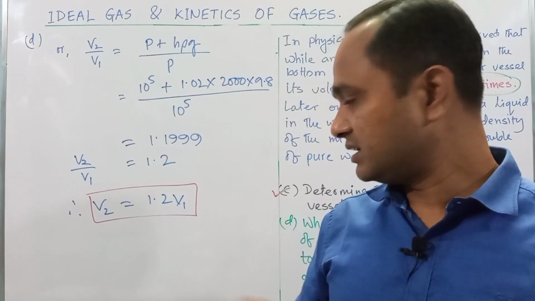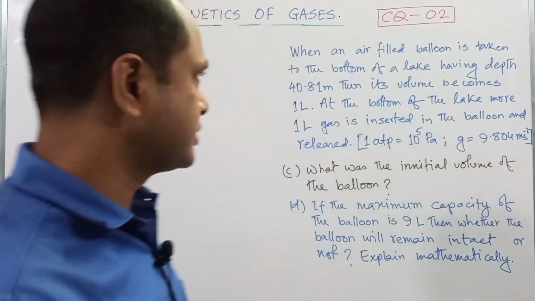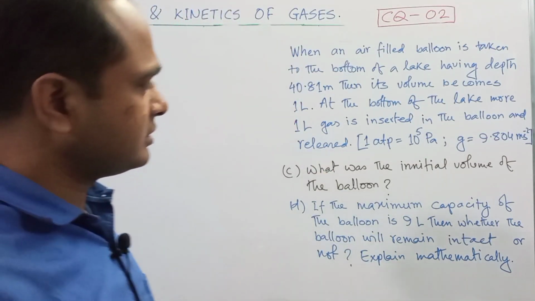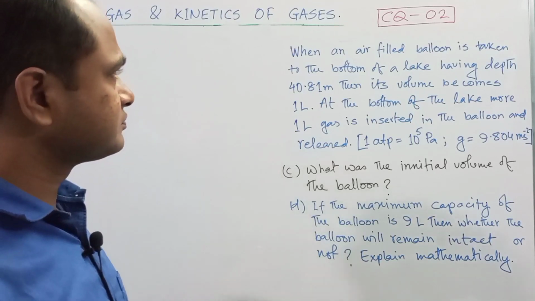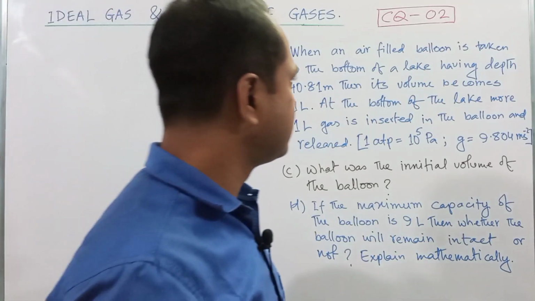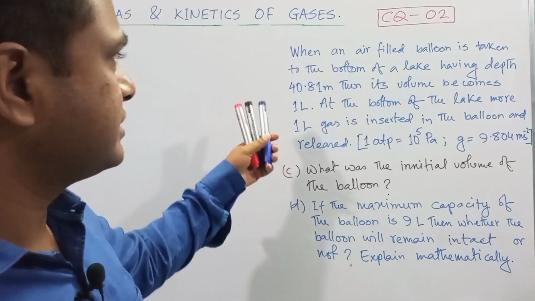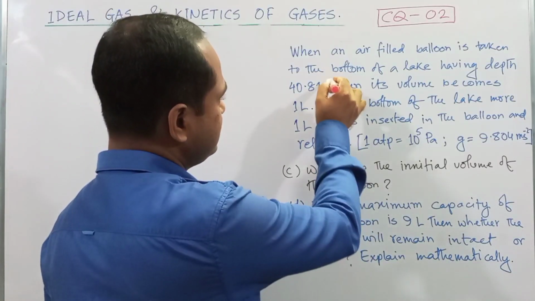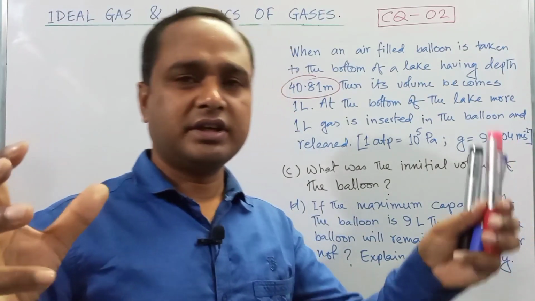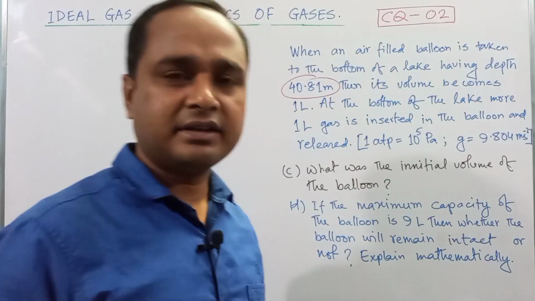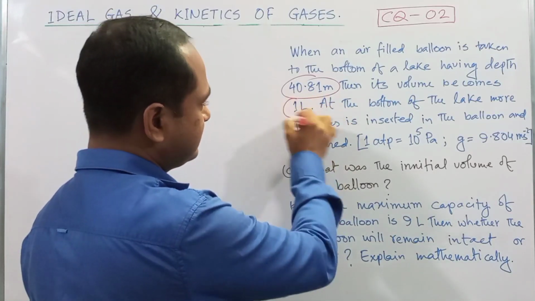Now we are going to see our next creative question. Okay, dear student, here is our second creative question, and the question describes almost the same thing as our previous creative question. When an air filled balloon is taken to the bottom of a lake having depth 40.81 meter, then its volume becomes 1 liter. That is, when an air balloon is taken to the depth of a lake, due to the pressure, the volume of the air bubble becomes 1 liter, right?